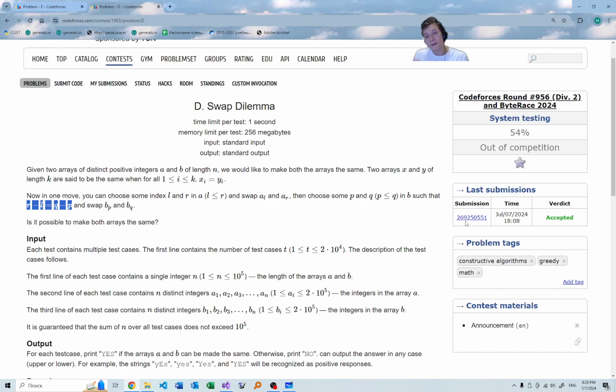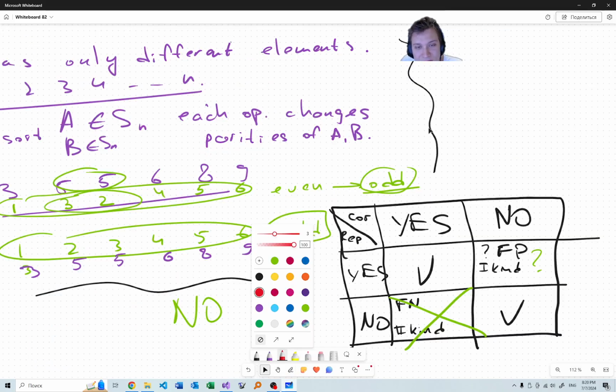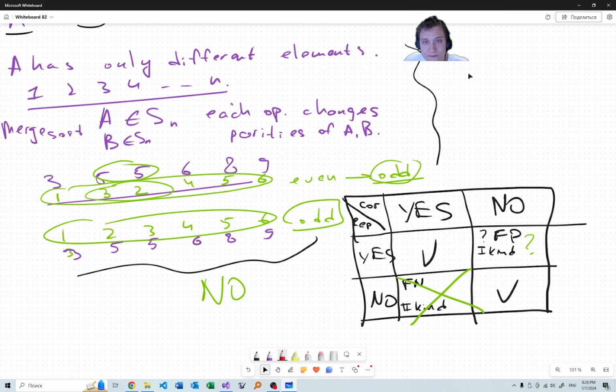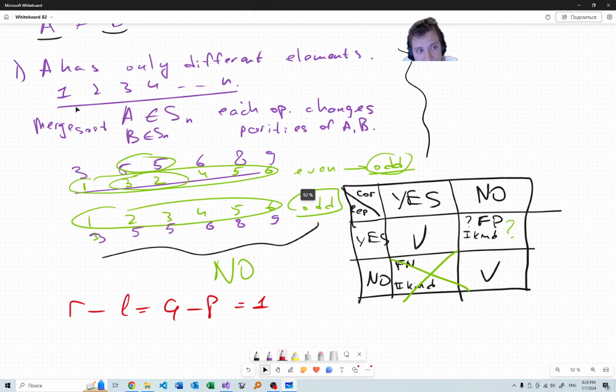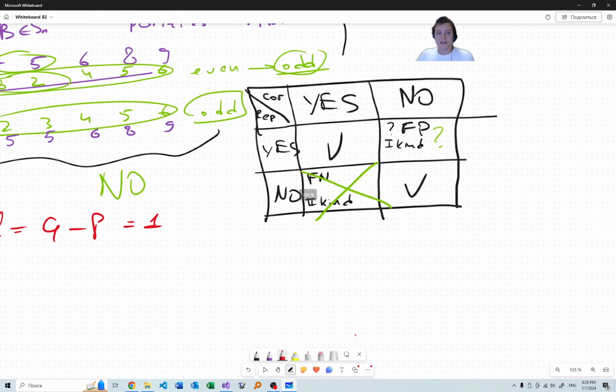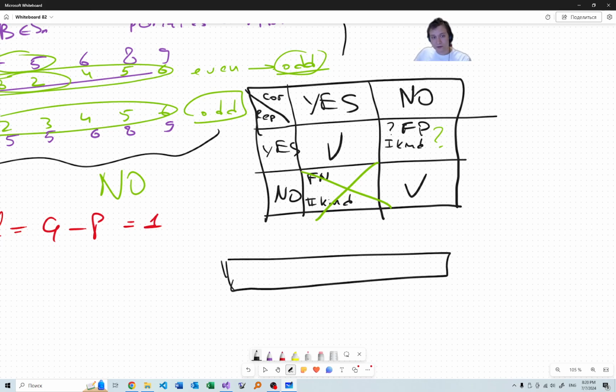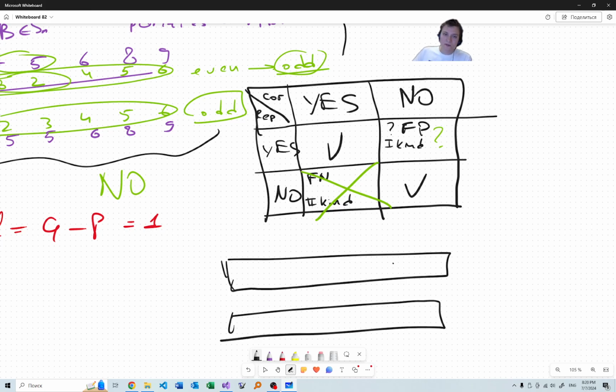So I just asked Turmax, and he said why it's true. Actually, you always need only r minus l equals q minus p equals 1, and you can just perform a bubble sort. So if you want to make two arrays the same, how can you do it? Let's just put the minimum in the beginning of the array. For example, the minimum is somewhere here, and in this array, it's somewhere here.